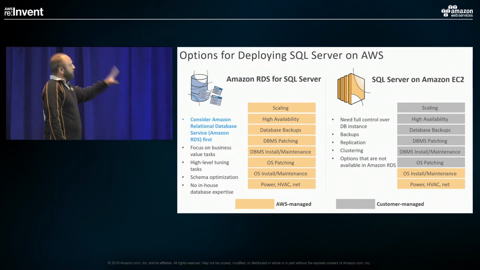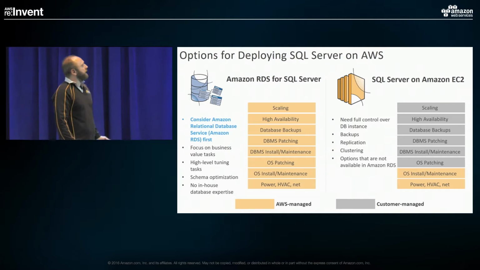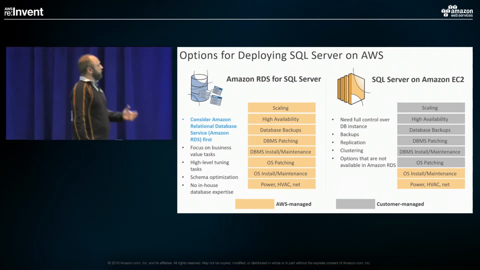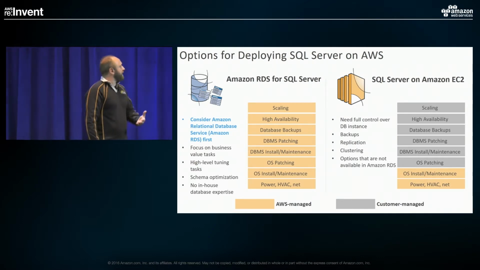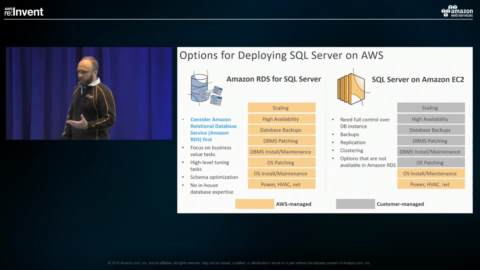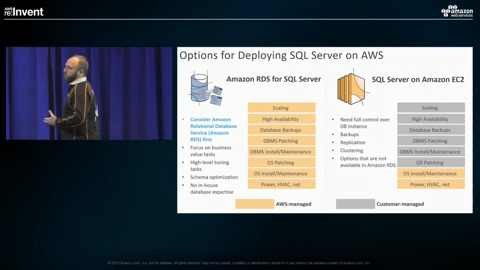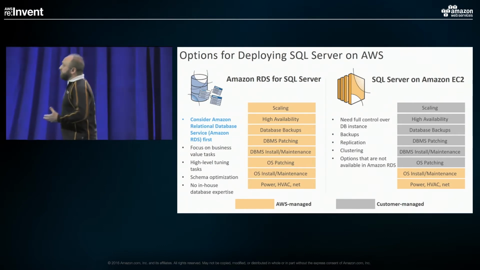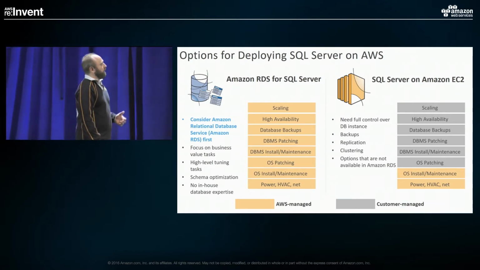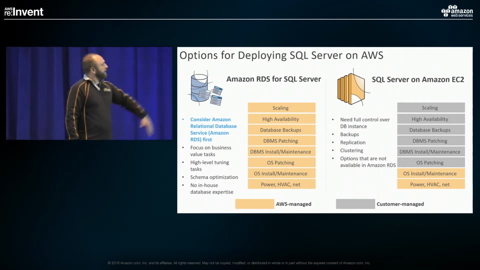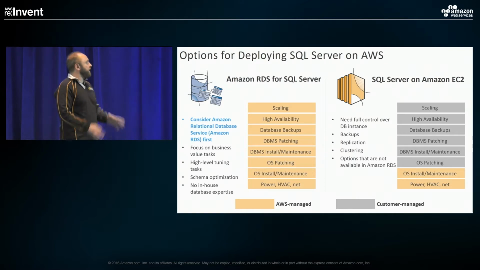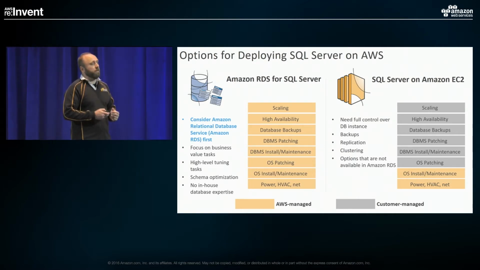Amazon RDS will give you this multi-AZ deployment. It will allow you to automate your backups, and a whole bunch of other things that provide you with scalability, high availability, patching, so OS patching, maintenance, all these things that you wouldn't have to worry about. We take care of that for you. We manage it for you. If you want to do that yourself, you can deploy it on EC2, and then basically everything above OS install and power, HVAC, is what you worry about and manage, if that's what you insist on managing.